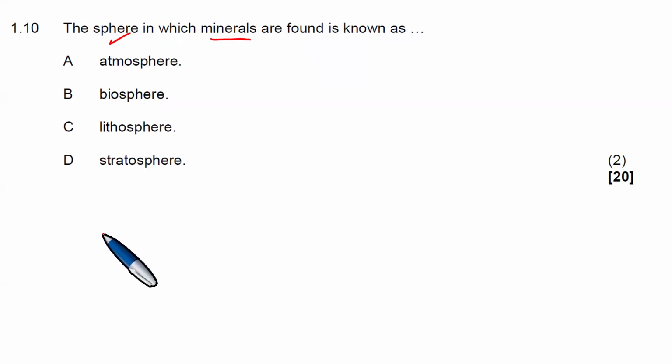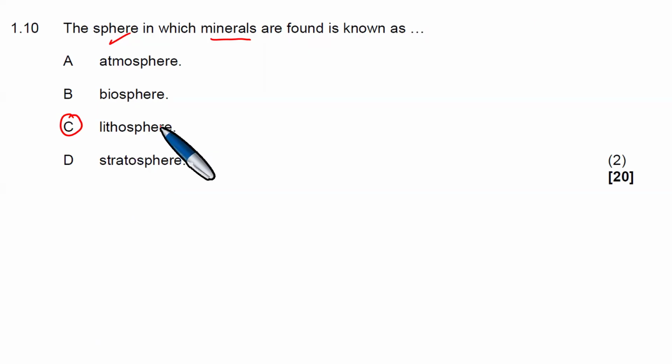Anyone home? Where do we find minerals, like gold, silver, platinum, diamond? Where do we find these minerals? For 1.10, we find them in the lithosphere.